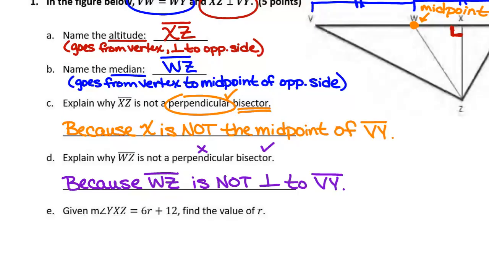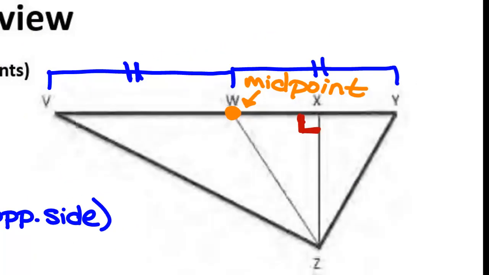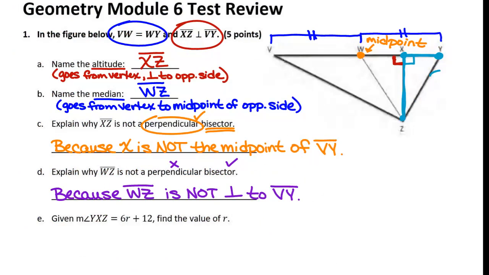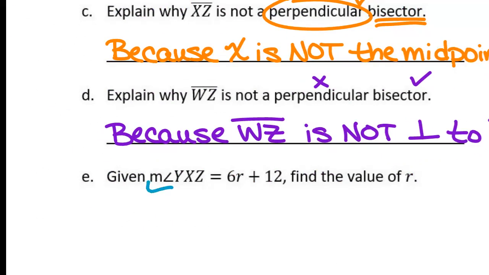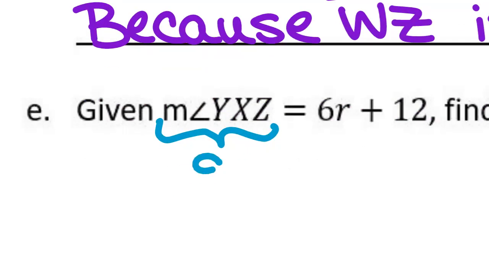And then we get down to part E. It says the measure of angle YXZ. Y, then over to X, and then down to Z. So YXZ is this angle right here. How big is that angle? Right here. 90. That is a 90-degree angle right there. So in the place of the measurement of YXZ, I can replace that with 90.